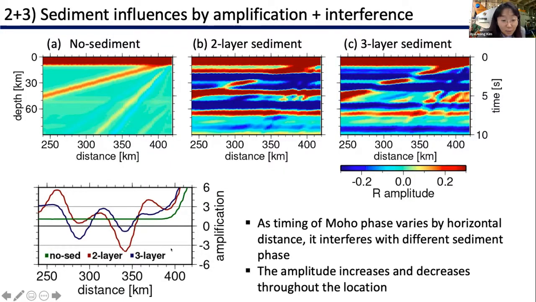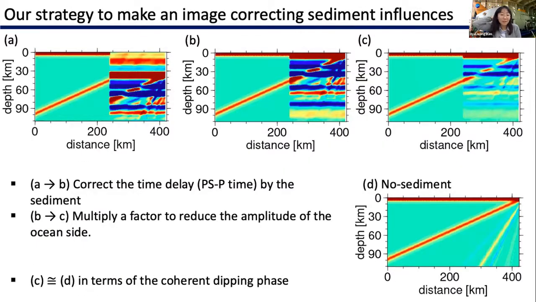The measure of amplification depending on the distance for the synthetics is shown like this. There are undulations of the Moho phase that we want to focus on. So in our study, we had to correct the time delay effect and the amplitude effect caused by sediment to make a coherent image of the subduction zone throughout the whole depth. We implemented a two-step correcting strategy that I'll explain through this slide.